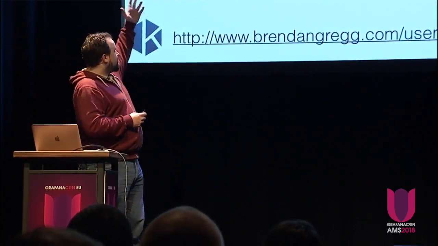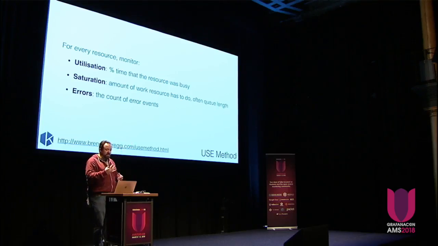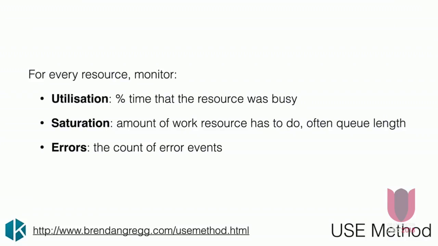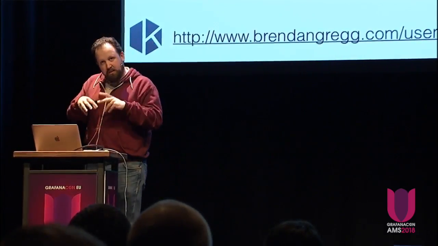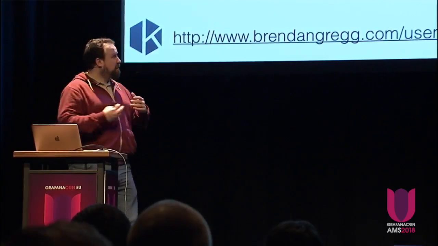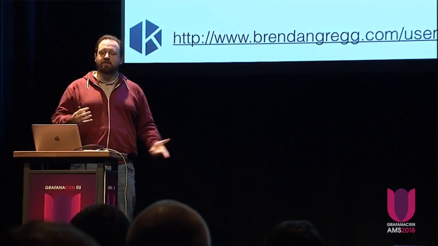He gives definitions for what is utilization, the percent of time a resource is busy, saturation, the amount of work a resource has to do, and errors, the count of errors. So these are really useful, but they're a bit abstract. But before I get into making them a lot more complete, I'm going to talk about why we have the use method at all.